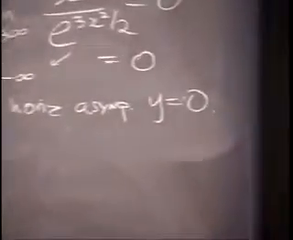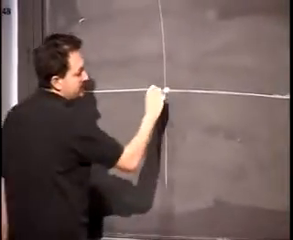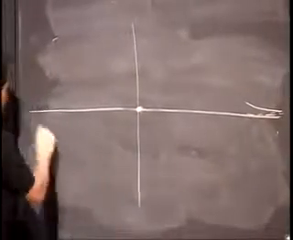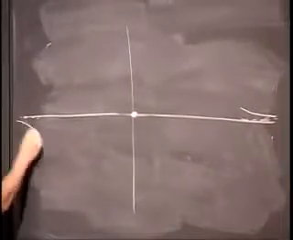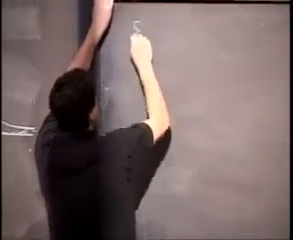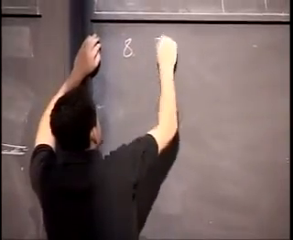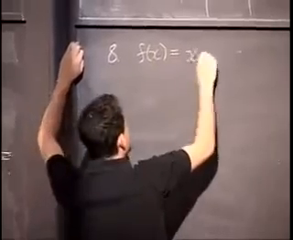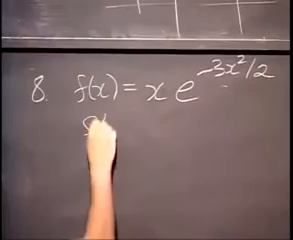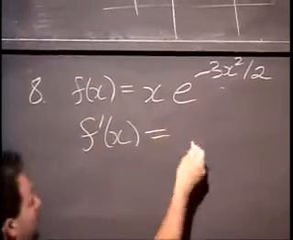If we come over to the graph, we know that the function's positive here, so it must come down like this. And similarly, we know that the function is negative here, so it must come up like that. All right, time to do some calculus. Let's pull out some derivatives. For step 8, we have f of x, just to remind you, is x e to the minus 3x squared over 2. So let us differentiate by using the product rule and the chain rule.